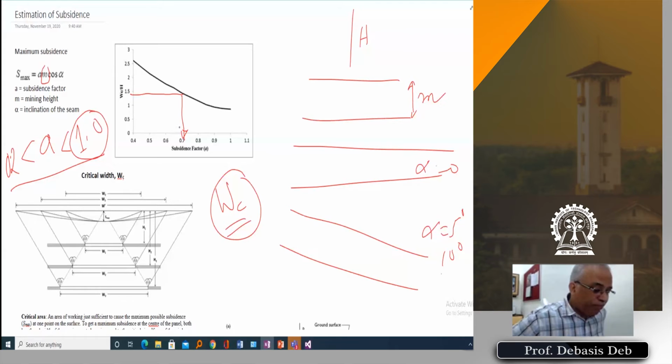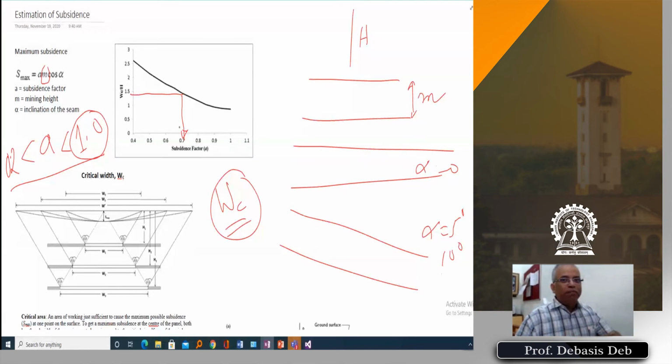So as you are going very closer to 1, this ratio goes down. This ratio, that means WC by H goes down. That means your critical width is pretty low. So your subcritical zone will be very, very small. You will quickly go to the supercritical.